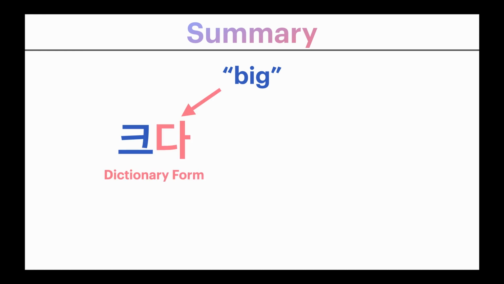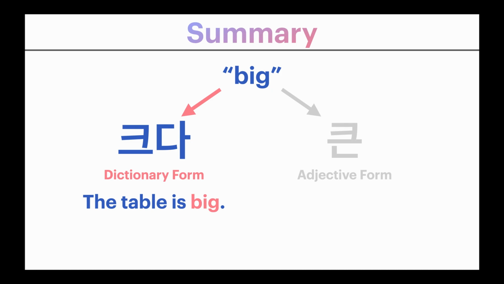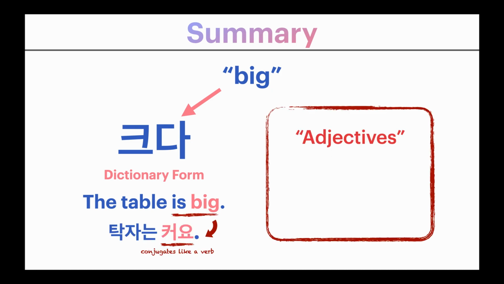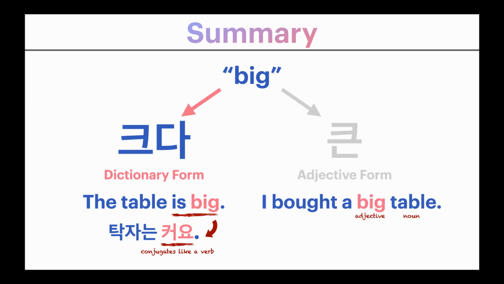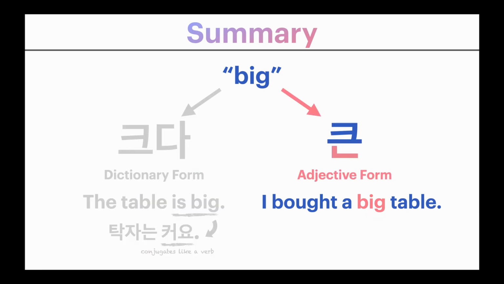And finally, let's go ahead and sum up everything we've done. When you learn an adjective for the first time, you will either see it in its dictionary form, which will end with 다, or its adjective form, which will end with either 은 or ㄴ. The dictionary form is used in a sentence like, the table is big, in which it will act like a verb, which is why adjectives are often called descriptive verbs in Korean. We'll go over this use of adjectives very soon, but today we learned how to put an adjective in front of a noun for a sentence like, I bought a big table. In this kind of sentence, we'll use its adjective form.